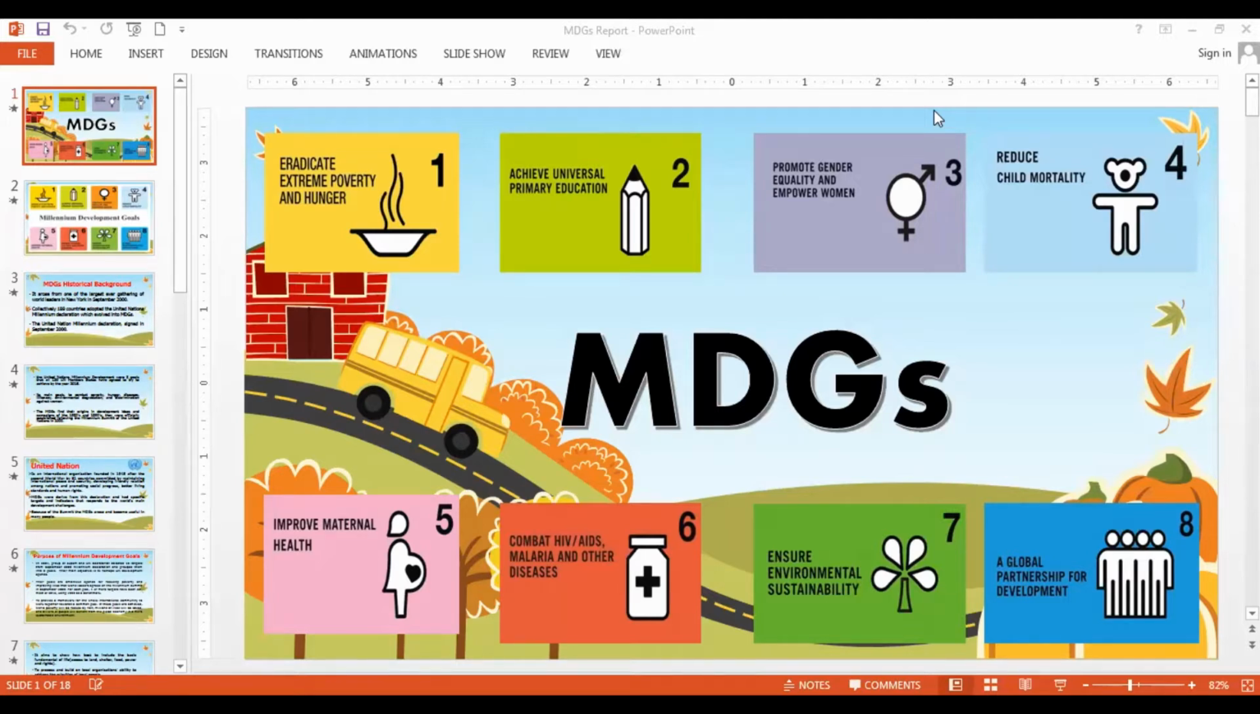So my task is to discuss the historical background of the MDGs, its purpose, achievements, importance, as well as the advantages and disadvantages of these Millennium Development Goals.